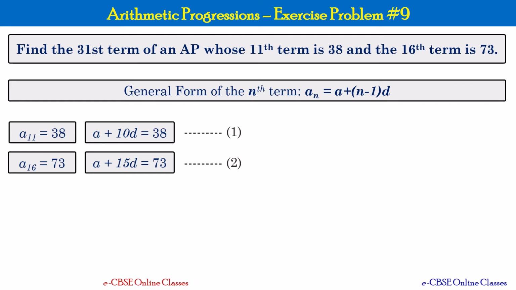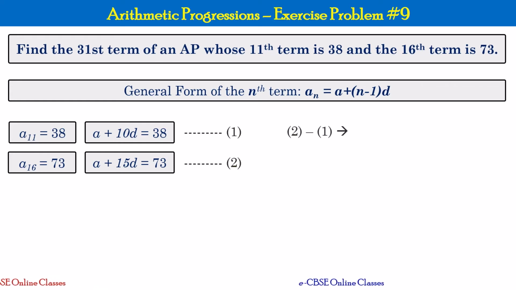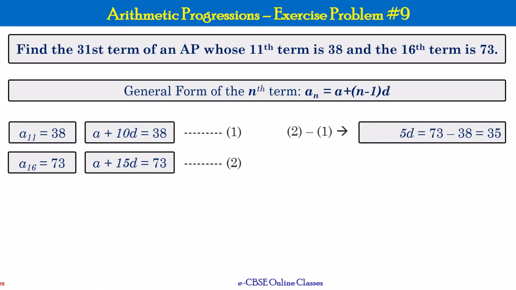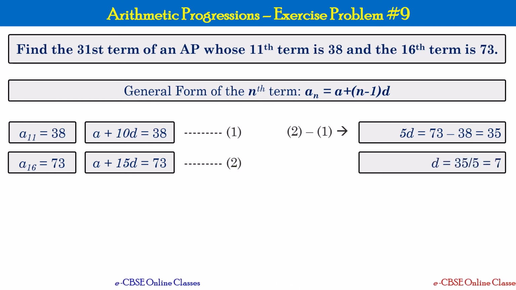So we subtract equation 1 from equation 2 to eliminate A. That becomes 5D equal to 73 minus 38, equal to 35. So D is equal to 35 by 5, that is 7.